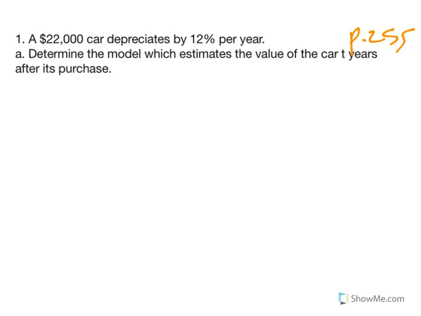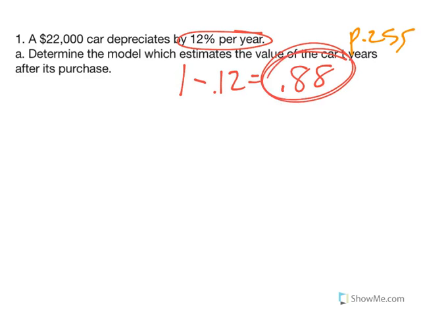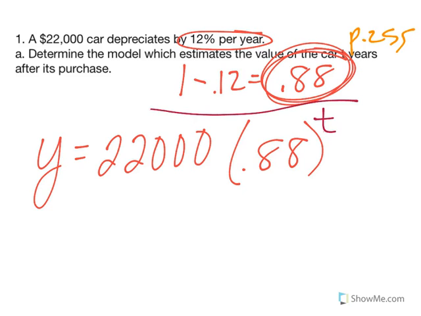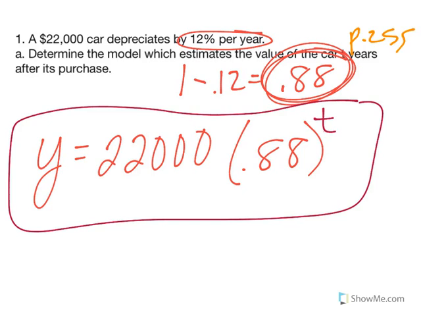So here in number one, a $22,000 car depreciates by 12% per year. Determine the model. Okay, well, we've got to deal with our depreciation. So 1 minus the depreciation will give us 0.88. So right there is my decay factor. When I'm writing my model, I start with $22,000. It depreciates 12% a year, which means 88% is still good, raised to the x power, where x is, it says t years, my bad. So we'll make that a t, number of years past purchase.